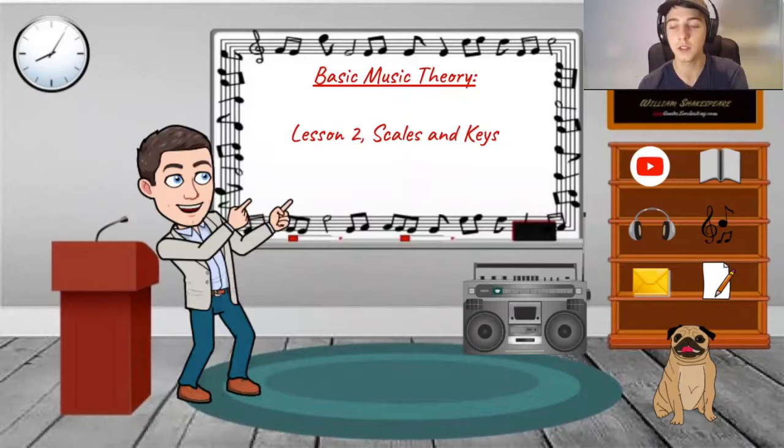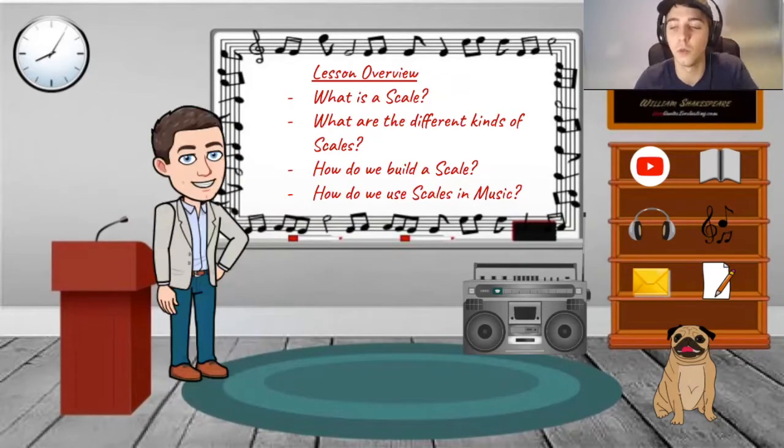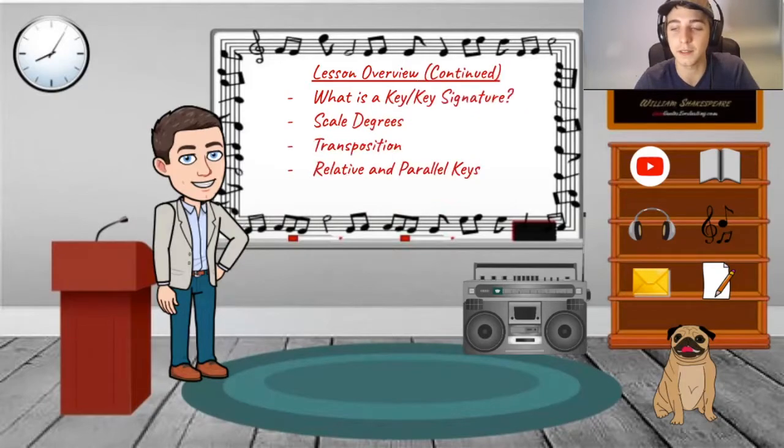So, in lesson 2 of our basic music theory, we are going to be talking about scales and keys, and this is tedious but necessary information. So we're going to learn what a scale is. We're going to learn about the different kinds of scales, how we build scales, how we use scales in music. We're also going to learn about keys and what a key is and what a key signature is. We're going to learn scale degrees and about transposition. And we're also going to learn about relative and parallel keys.